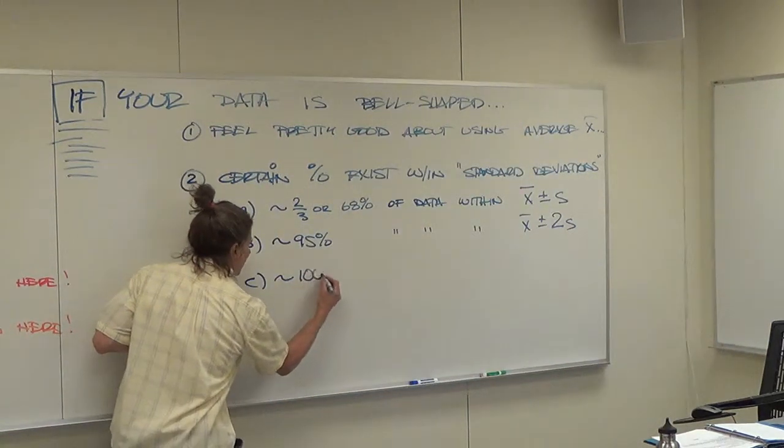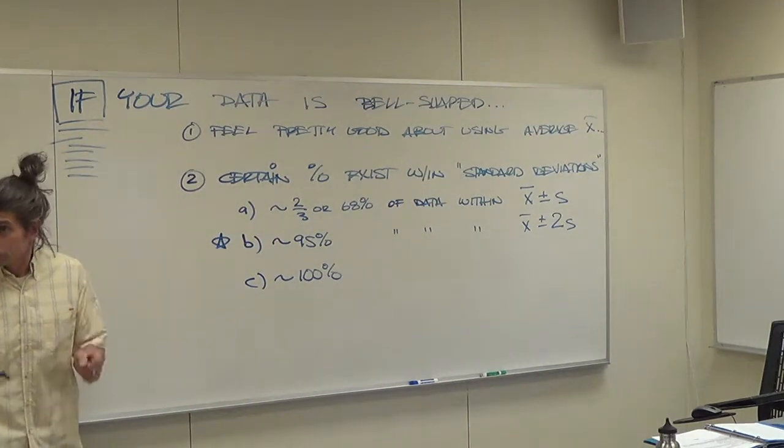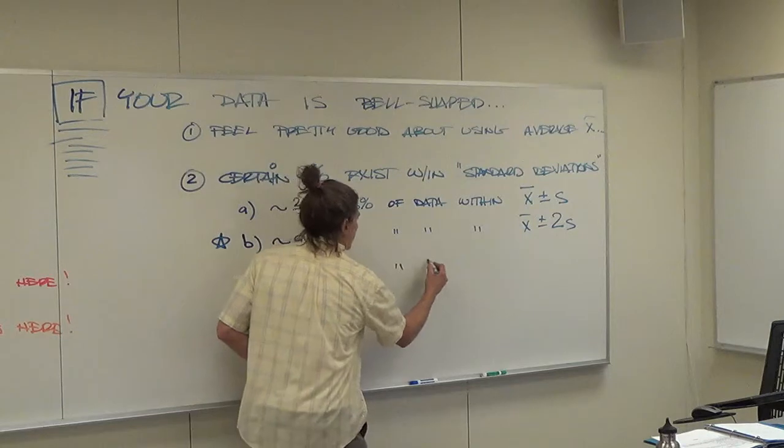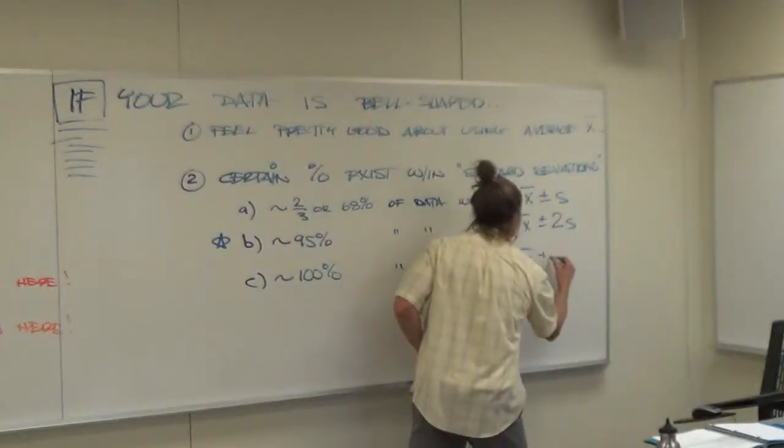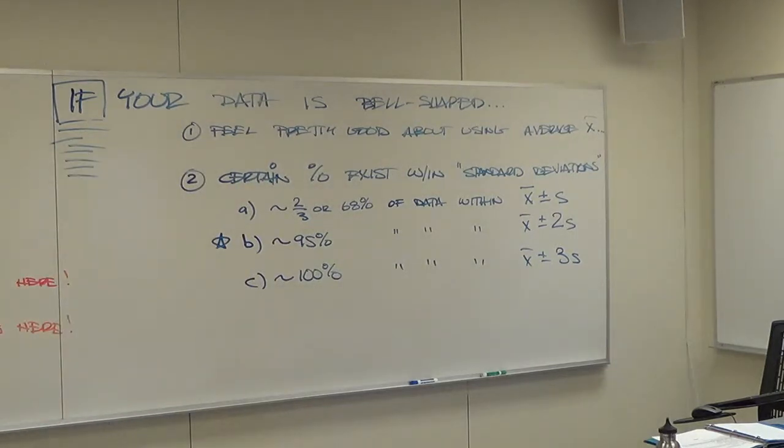Almost all the data is going to be within 3. Now I say almost. It's not 100%. But the lion's share, I think it's 99.75% or something like that. You've got to be really, really outlierish to be outside of 3. And we'll come back to that.